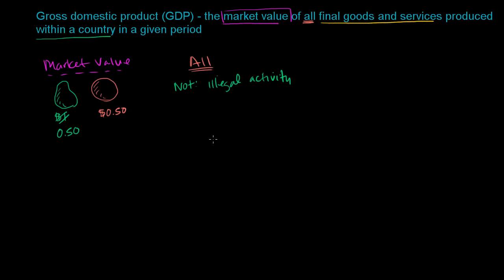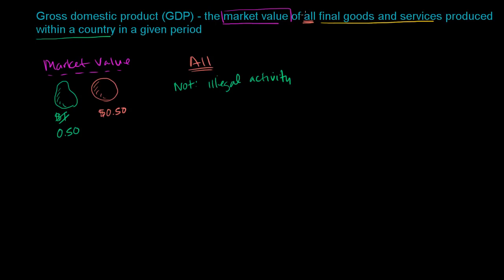If I start a lawn mowing business and I go mow other people's lawns, or maybe before my wife and I were dating, she used to pay me to mow her lawn, then it would be included in GDP. But maybe once we get married, I just mow her lawn because we're the same family now. Then it will not be included in GDP.